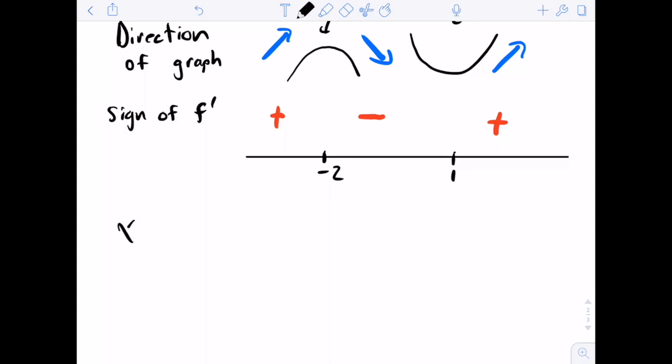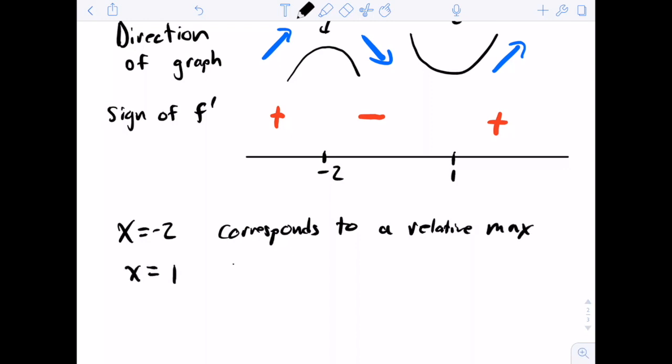So what you would say is x equals -2 corresponds to a relative max, and x equals 1 corresponds to a relative min. Oops, spelled that wrong. Relative min.